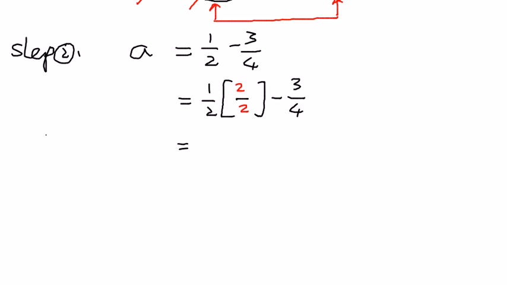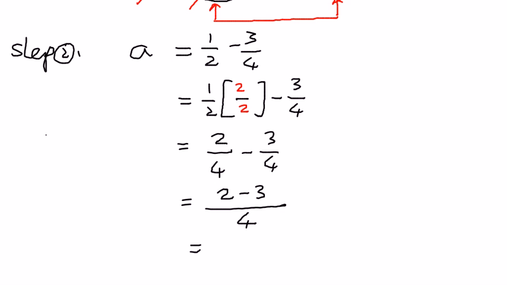So we multiply the numerators, multiply the denominators. 1 times 2 is 2, 2 times 2 is 4, minus 3 over 4. Now that we have a common denominator, we're going to write the denominator once, and we're going to combine the numerator parts. Therefore 2 minus 3, so that is going to leave us with negative 1 over 4. Therefore the value of a is equal to negative 1 over 4, and that is where we want to leave it. That is our answer.